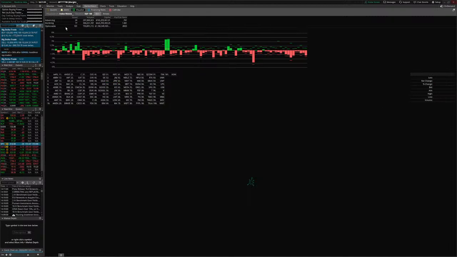So note that this advancing number, this may be hard to see, is 24 rising and 77 declining. So there are only a few stocks driving this rally, and this is Google and Goog, Microsoft, Nvidia, Amazon, AMD, and there's Apple.